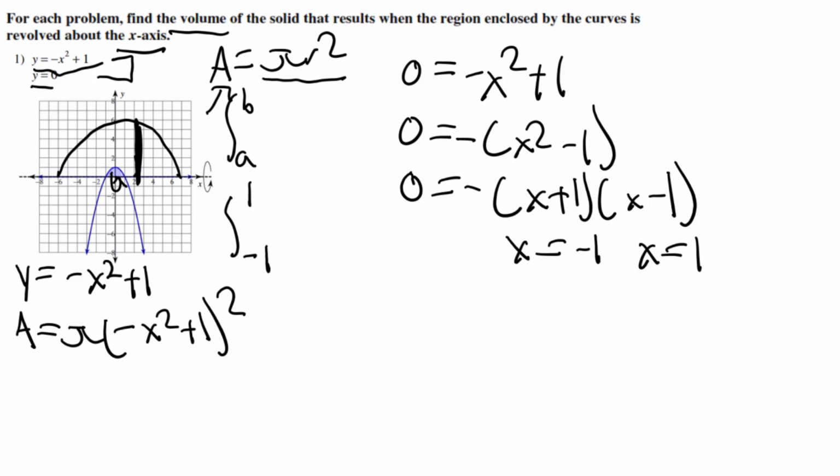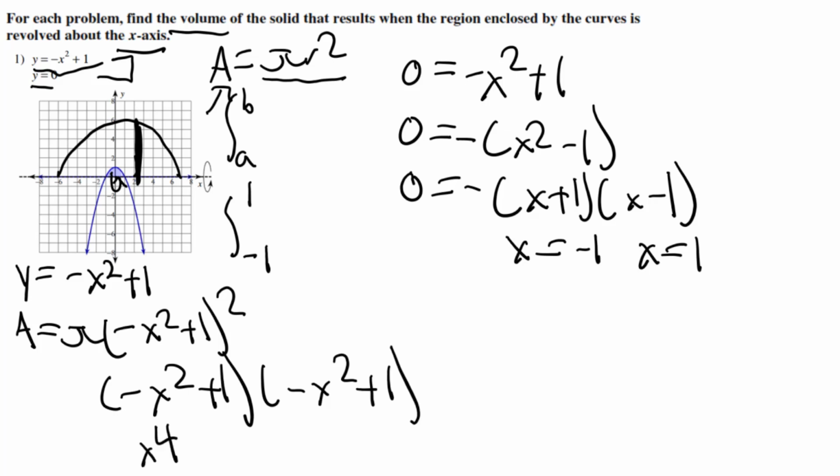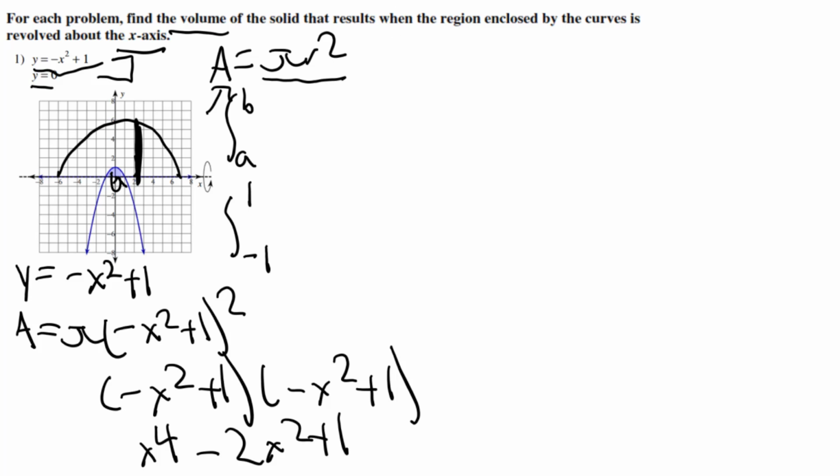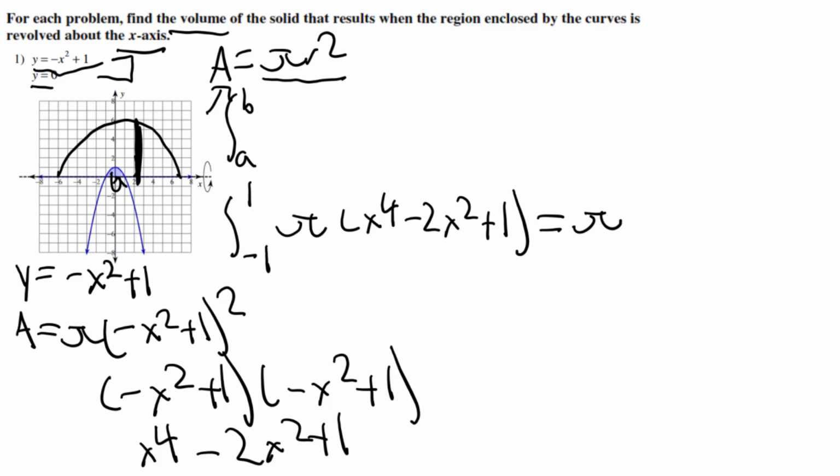Then, from here, we can expand negative x squared plus 1 times negative x squared plus 1. From this, we get x to the fourth minus 2x squared plus 1. We can plug this back into our equation. Let's clear up some room quickly. We plug this back into our integral from negative 1 to 1, and we get pi times x to the fourth minus 2x squared plus 1. We can then solve this. Pi is a constant, so we can put it on the outside, and then we find the integral.